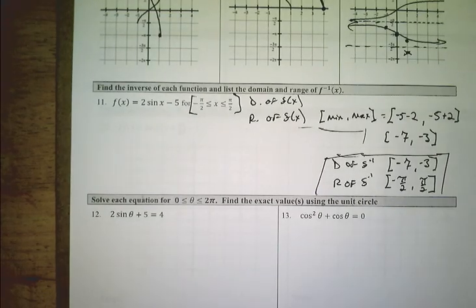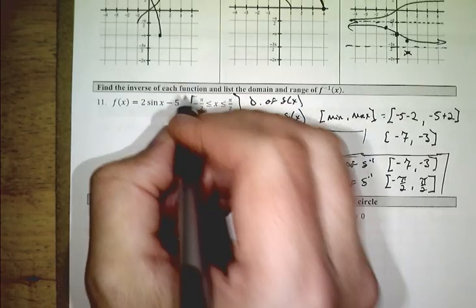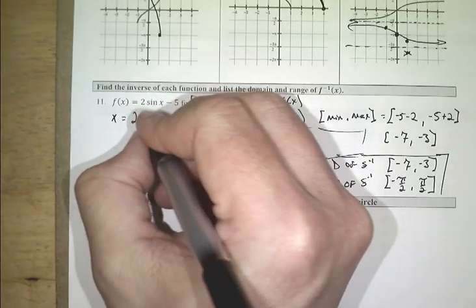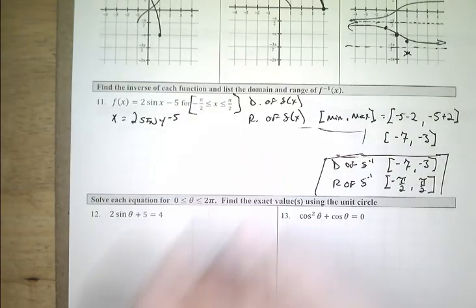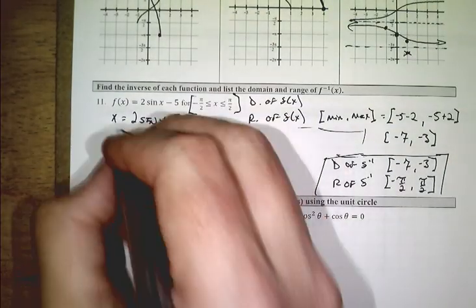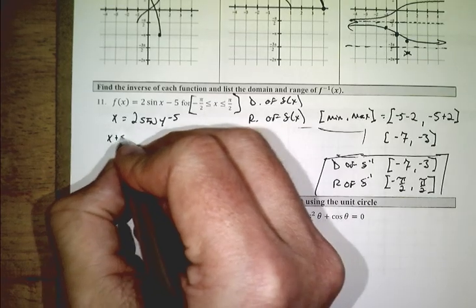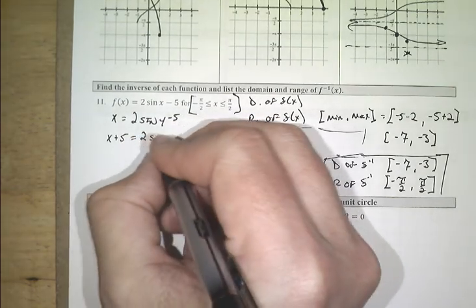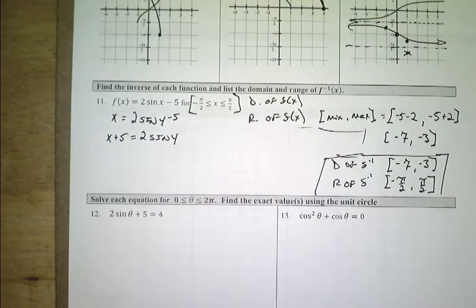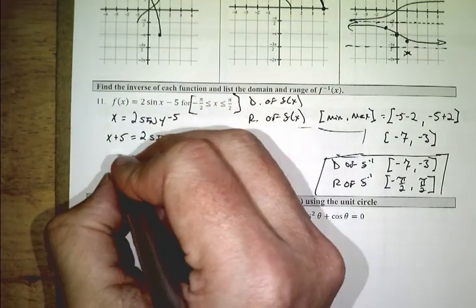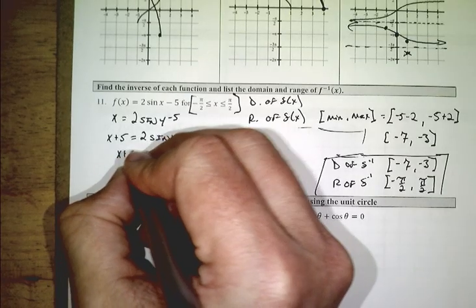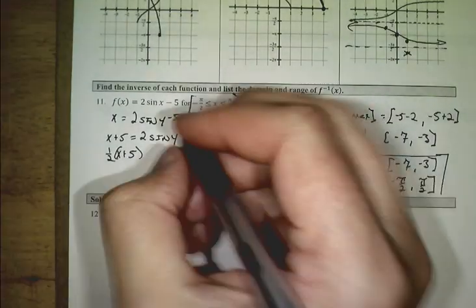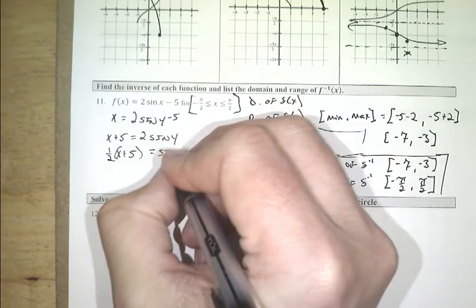Now let's find the equation for f inverse. So starting here, we swap x and y. So this will be x equals 2 sine of y minus 5. Add 5 to both sides, and you get x plus 5 equals 2 sine y. Divide both sides by 2, and so you get x plus 5, well, times 1/2 equals sine of y.